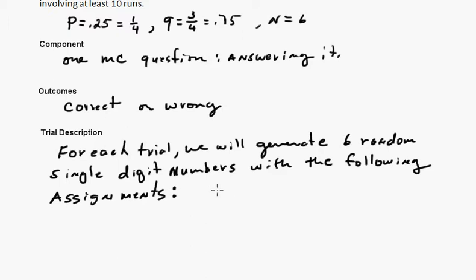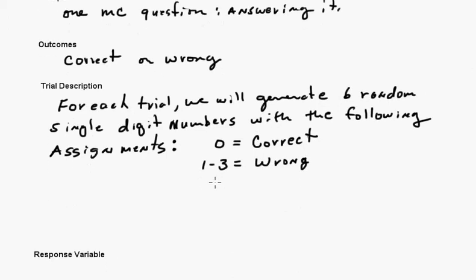Okay, so let's just say that we're going to let 0 equal correct. Okay, and then 1 to 4, no, excuse me, my bad, wasn't thinking, 1 to 3, right? 1, 2, and 3 will be wrong. Okay, and then from 4 to 9, we will ignore. That's how we would do that.